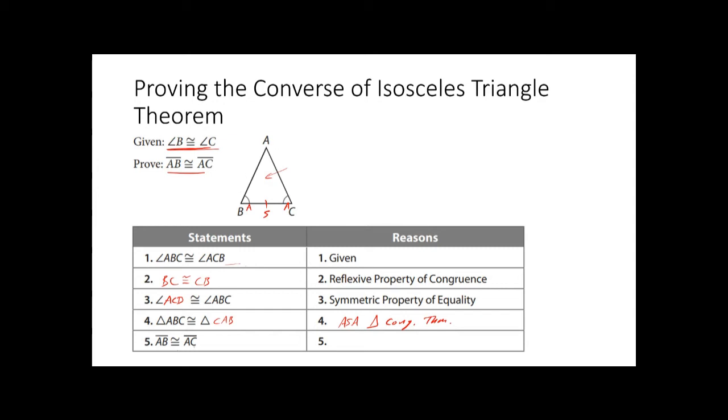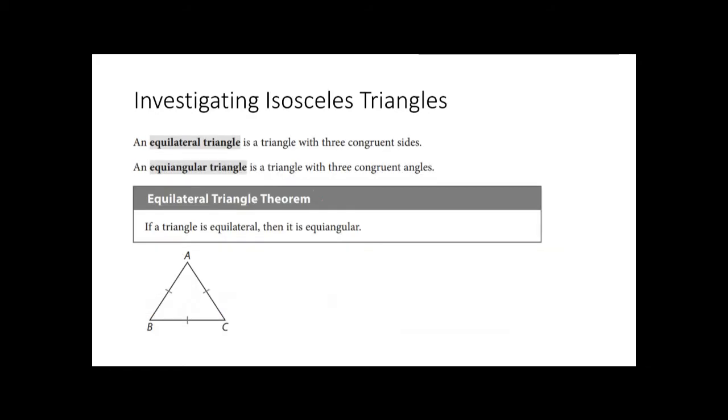Now, AB is congruent to AC because of CPCTC. They say that these two triangles are congruent, and it's basically the same triangle. So since it's the same triangle, every part of it is going to be congruent because of CPCTC. All right, now moving on.